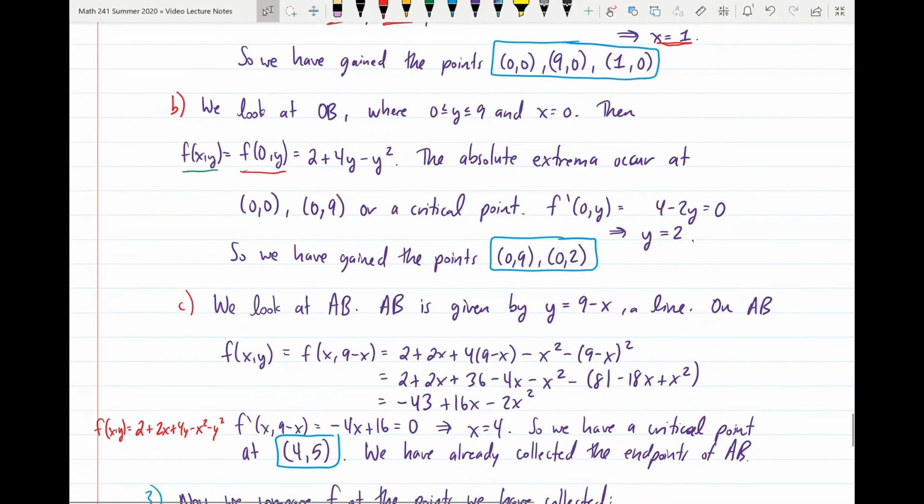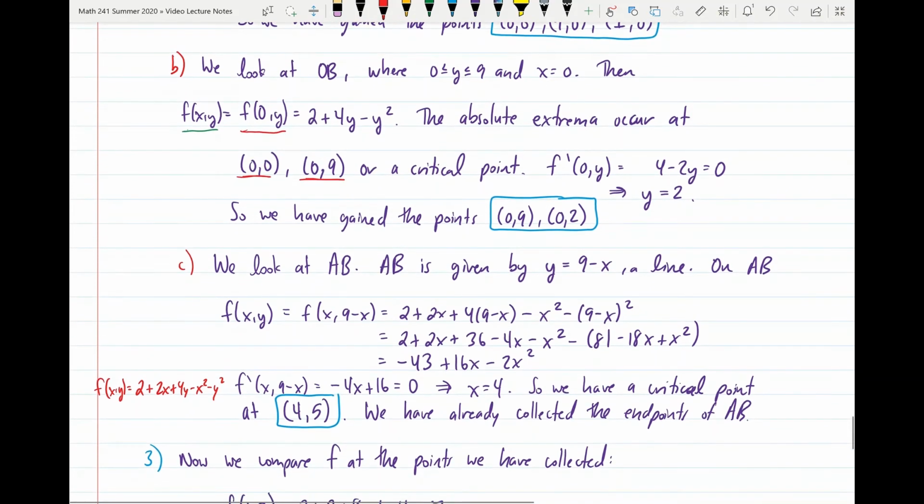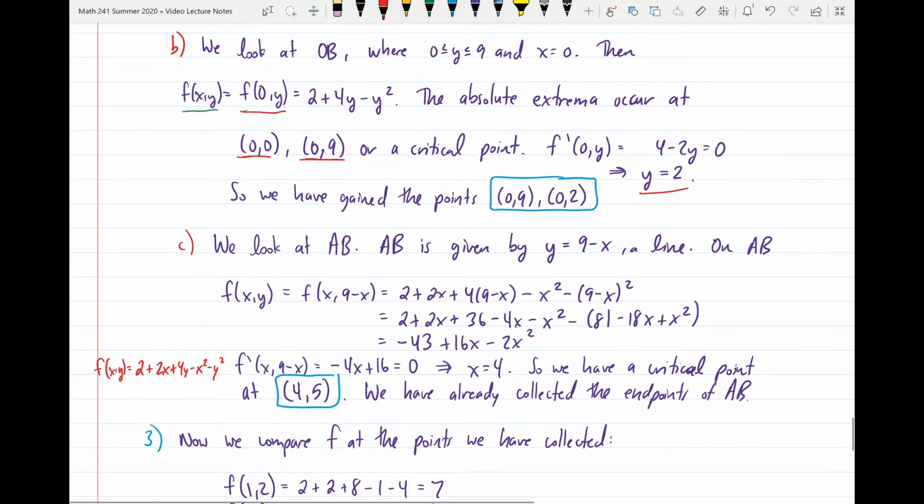And so we know that the absolute extrema along that line segment from the origin to B have to occur at either the endpoints of that segment, so either at 0, 0 or at 0, 9, or a critical point that's inside of the line segment. And to find any critical points, we take the derivative with respect to y in this case, and we get 4 minus 2y. We set it equal to 0 and find that y has to equal 2. And so we found another critical point along the line segment from the origin to B. That critical point is the point 0, 2.